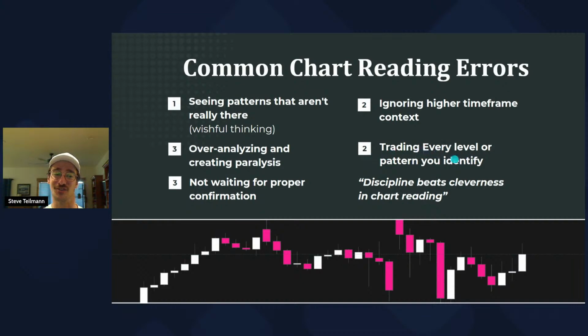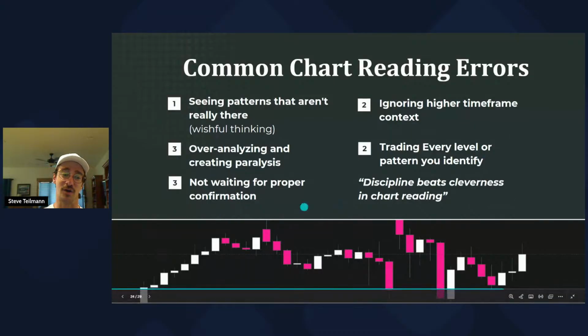This is number 4, and it is trading every level or pattern you identify. You just don't have to do it. There's just going to be so many out there, and that's why we rank them 1 to 5 or whatever your scale is. So we only are trading the best of the best because there is an abundance of opportunities. I'm teaching you guys how to fish here. There's always more fish in the sea. So go after those big juicy tunas.